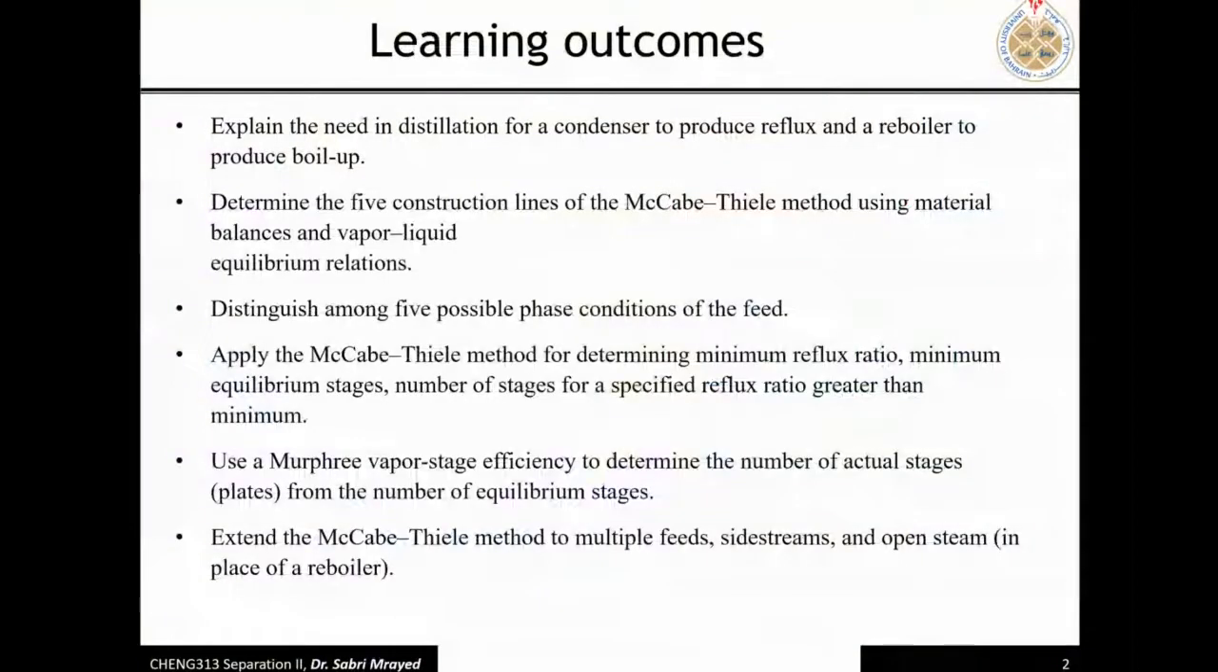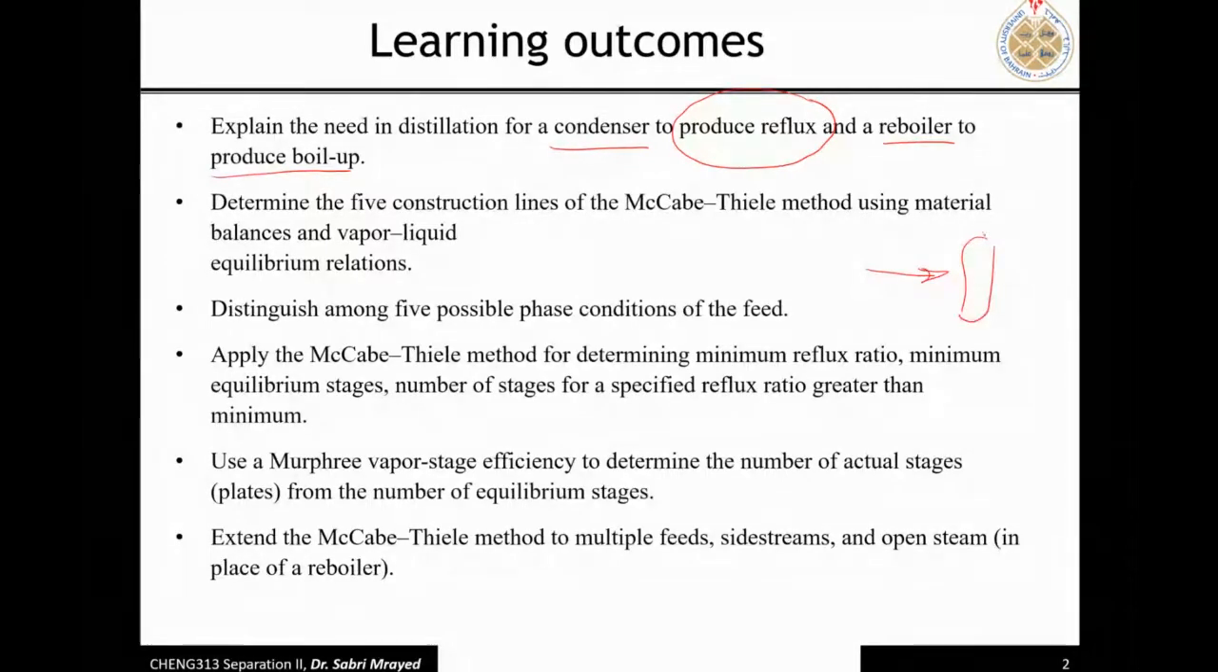So what we're going to learn from this chapter, basically, is to explain the need in distillation for a condenser. When you look at any typical distillation column, you will see there is a condenser at the top, and there is a reboiler at the bottom of any distillation column. We will see the principle of why we need this condenser to produce the reflux, and why we have reflux, in fact, and why we need the reboiler at the bottom of the column to generate the boil up. Now let me draw this typical distillation column.